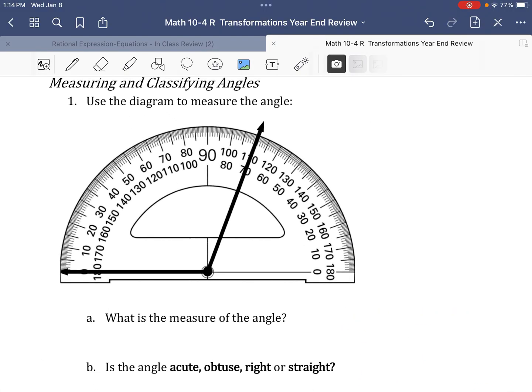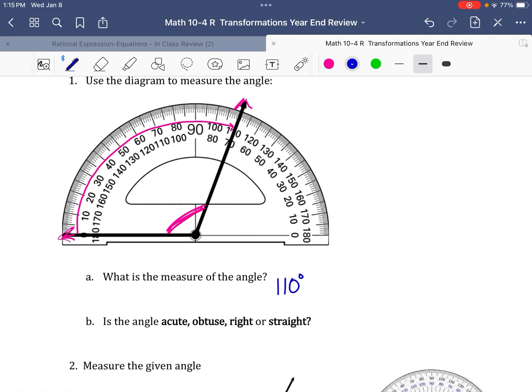So the first thing we're going to do is talk about measuring angles here. This image is given to us, and we've got a protractor, talking about this angle. Now we can see the end of the arrow is pointed in this direction and this direction. So this is the angle we're talking about. We're going to start down here and count up 10, 20, 30, 40, 50, 60, 70, all the way up to here. And that's pointed at 110 degrees. So the measure of the angle is 110 degrees.